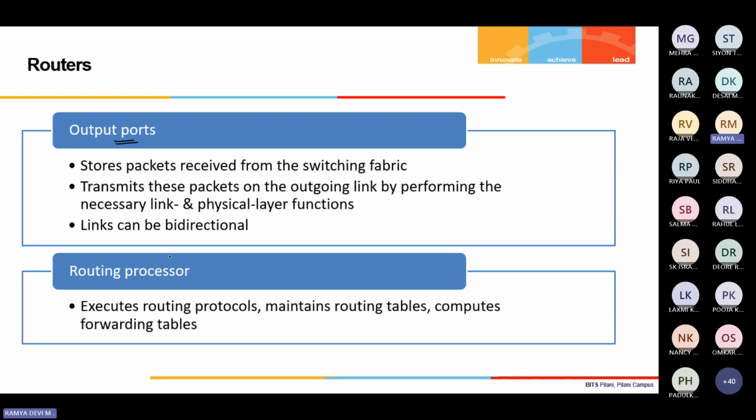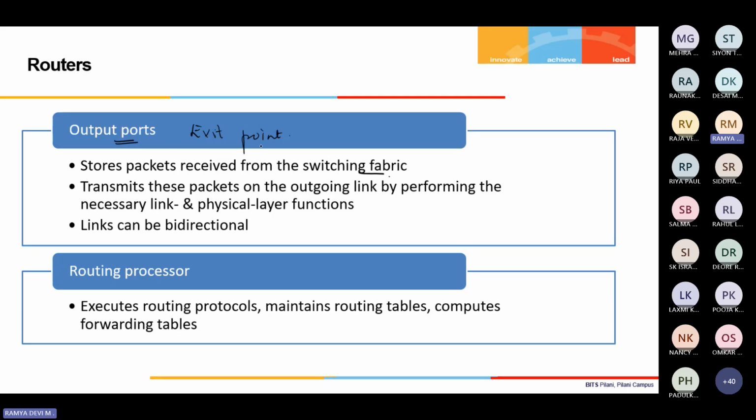Okay, output port. The output port is nothing but an exit point for the packets. It will receive the packets from the switch fabric, which is already inside the router. All those packets will be buffered, so they'll be stored temporarily before transmission.